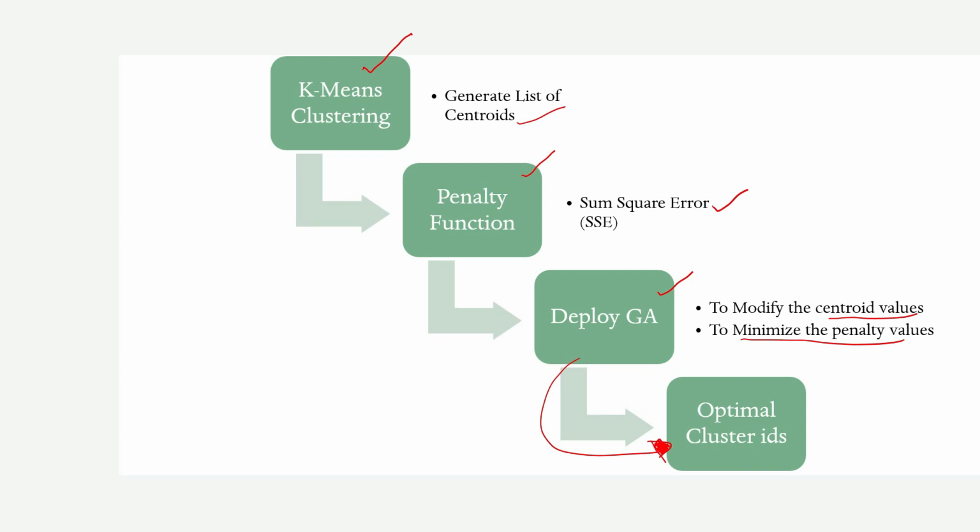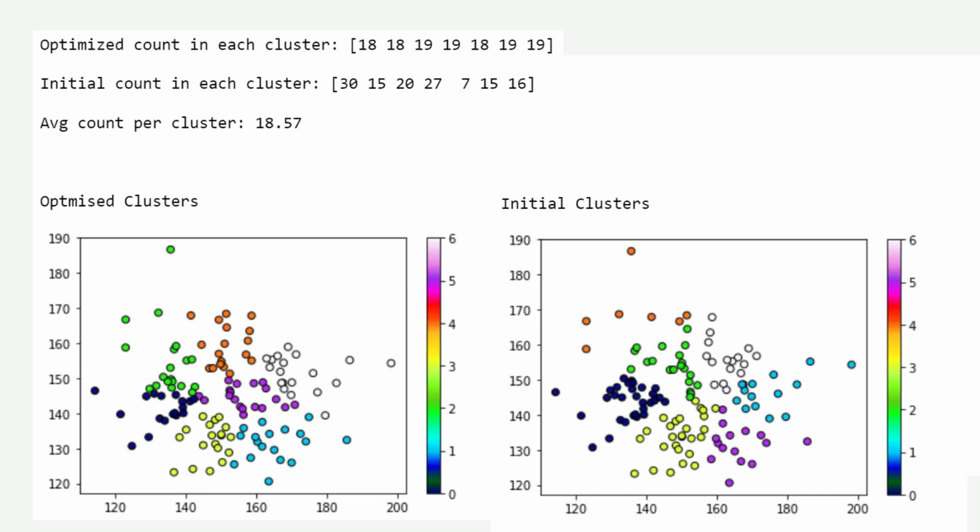I have already done this on the data set which I showed. The results are this way. When I completed the clustering process, I could get clusters with sizes of 18 or 19 only. This is very close to the average value which we want, while our initial cluster counts are 13, 15, 20, 27, 7 and so on. Here you can see the map of optimized clusters and here the map of initial clusters. This is how, by using the genetic algorithm and modifying the k-means algorithm, we are able to get this capacitated k-means solution. Let me show it to you in the Jupyter notebook.